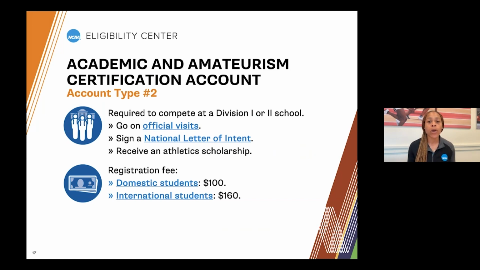Now, this is a very important account because if your student athlete wants to compete at the Division I or Division II level, if they want to go on an official visit, that is where colleges will pay for them to visit, and we will get into more detail about that later in the presentation. If they want to sign a national letter of intent and receive an athletic scholarship, they must be registered with an academic and amateurism certification account. Now, there is a fee of $100 for domestic students and $160 for international students, and that is a one-time fee.